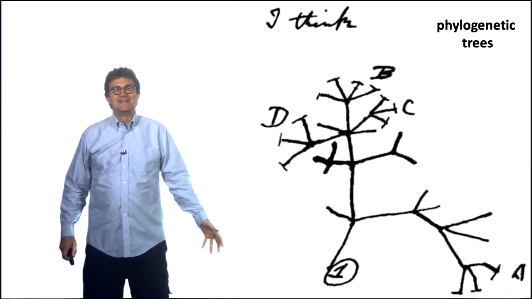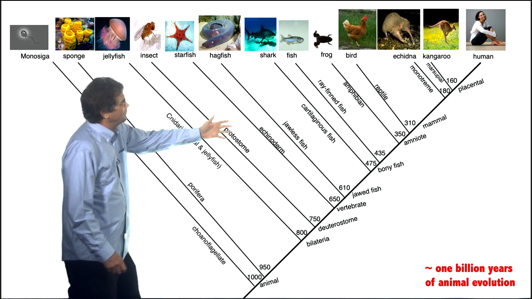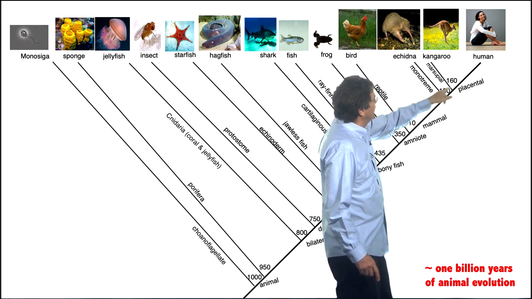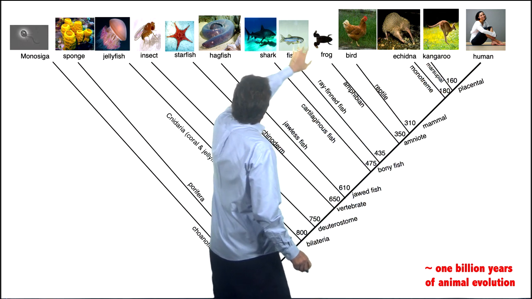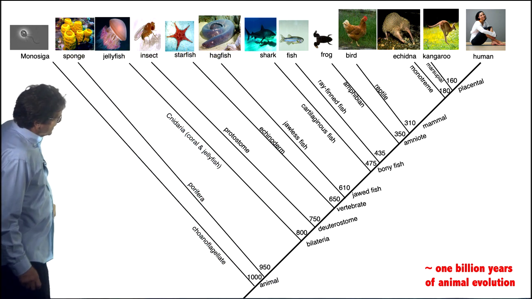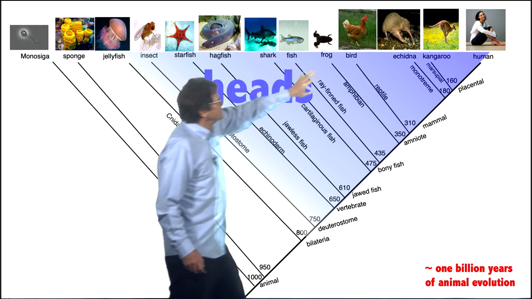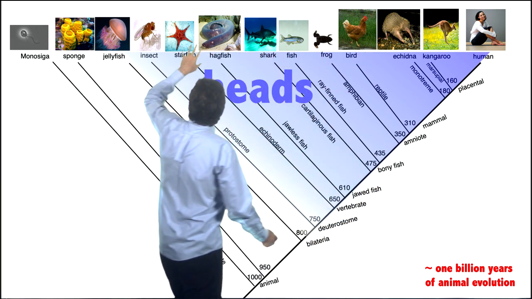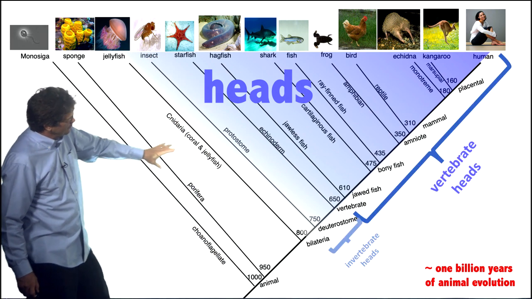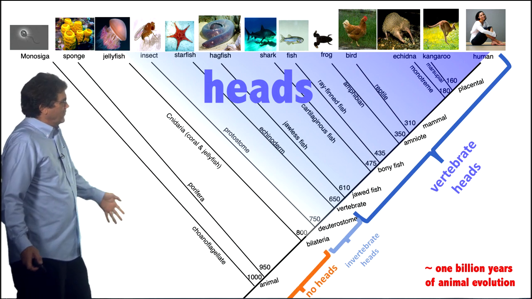Phylogenetic trees. Here's a phylogenetic tree of 1 billion years of animal evolution. Here we are, humans. Humans and kangaroos diverged about 160 million years ago. And we have frogs here and fish here, starfish and insects, jellyfish, sponges. And here are all the critters with heads. See, I have a head, frogs have heads, flies have heads, and they're vertebrate heads. And here are invertebrate heads. And then further down, all the way down to the origin of life, there are no heads.